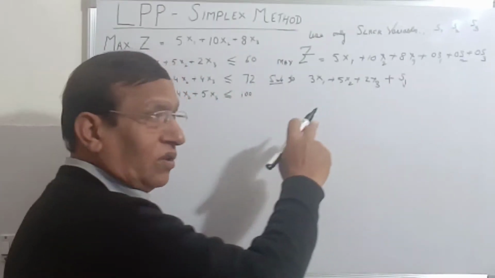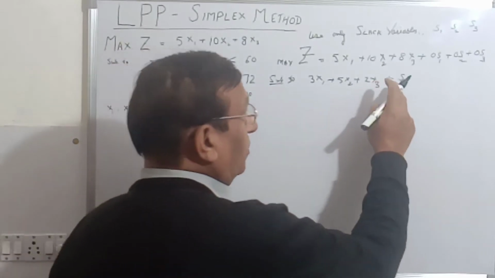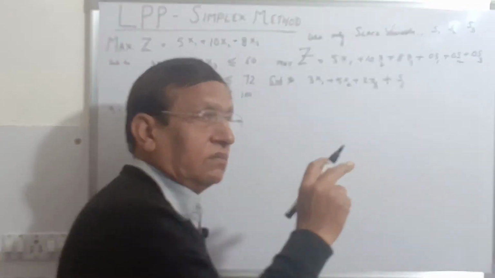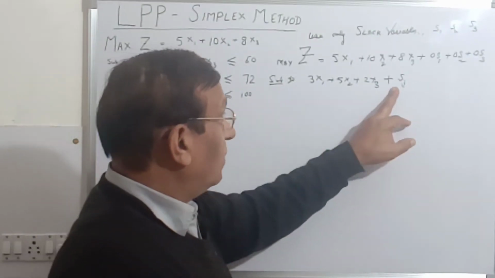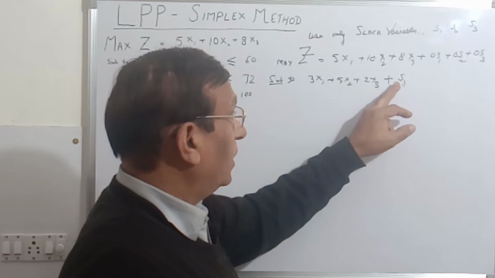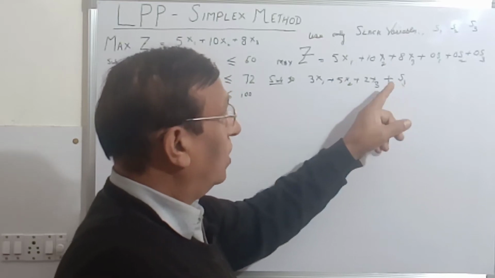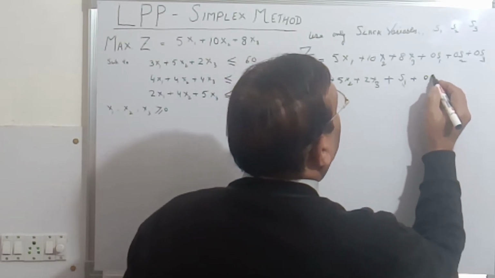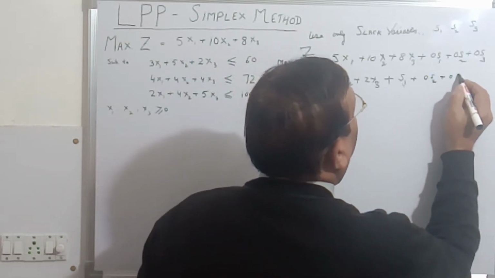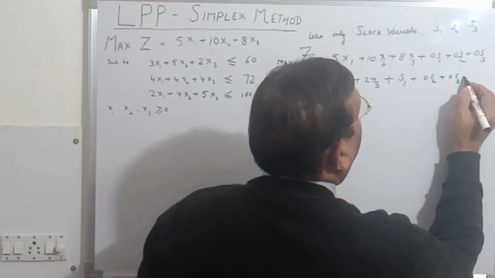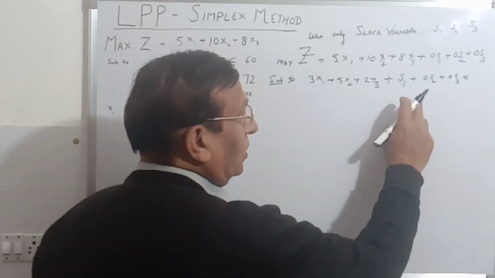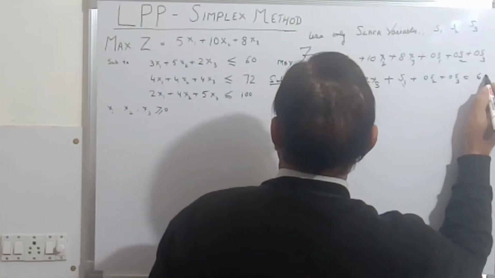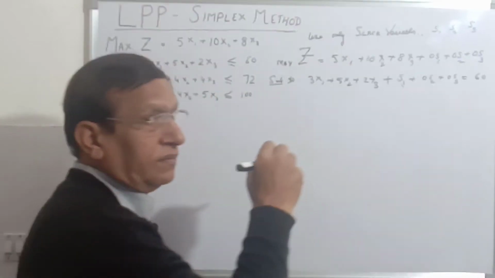S1 means 1 is already there. 1 coefficient means S1 is having coefficient 1, but you are not to write down 1 because it is already there. Plus S2 is not to be added in the first equation. So it means 0S2, 0S3, and your inequality will become equal to 60.